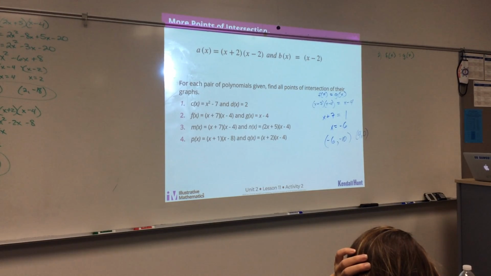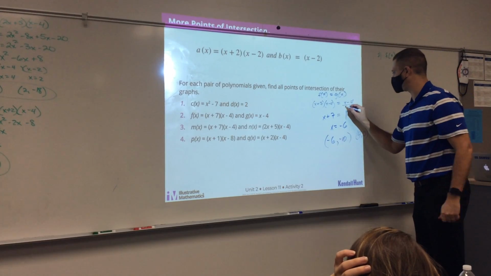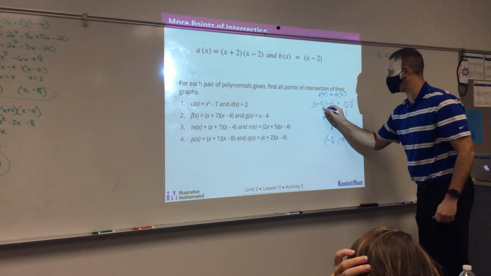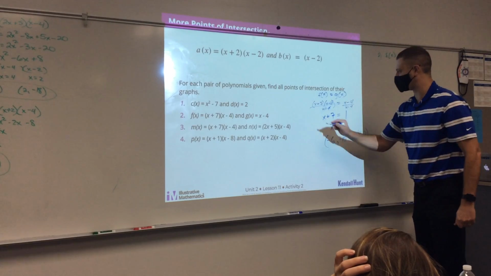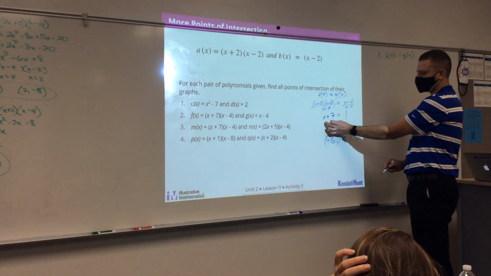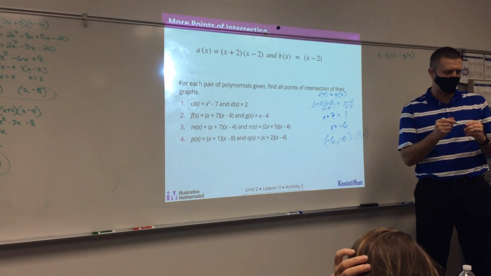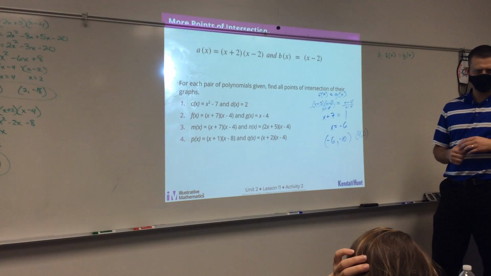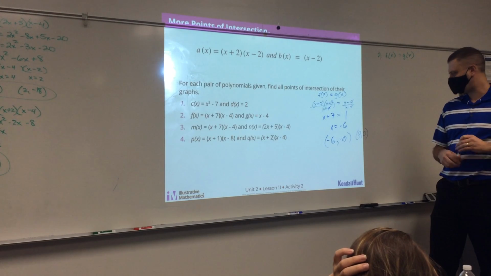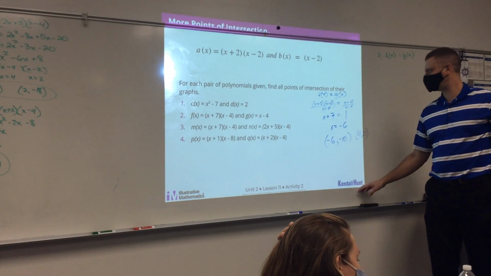Okay? I divided both sides by x minus 4. I divided both sides by the common factor. That's how that x minus 4 disappeared, and I just had x plus 7. It disappeared because anything divided by itself is 1. Okay? That would be one way to do it.